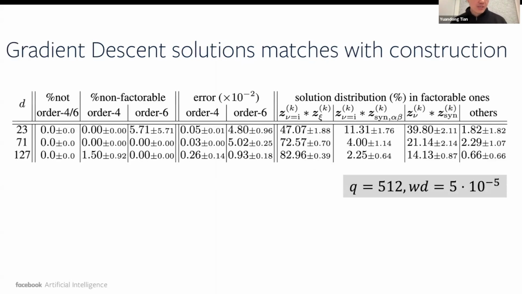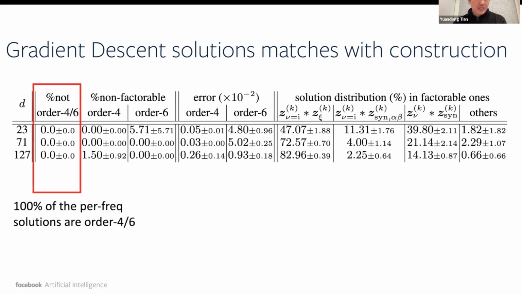Once you have constructed solutions, you can prove that, of course, they are global optimal, which is good. But most interesting is that if you check the gradient descent solutions, they follow exactly the construction that we just did in our previous theoretical studies. To see that, we first get lots of gradient descent solutions, and then we check, first of all, whether the solutions are order 4 or order 6. In these particular scenarios, you see that 100% of them are order 4 or order 6.